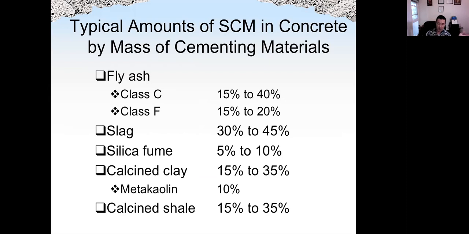Typical amount of SCM in concrete. This is kind of old information. For fly ash, class F, we can use up to 20%, class C up to 40%, slag up to 40%. But nowadays we can use up to 100% of these materials. No cement at all, like we just discussed in the video of lunar concrete.